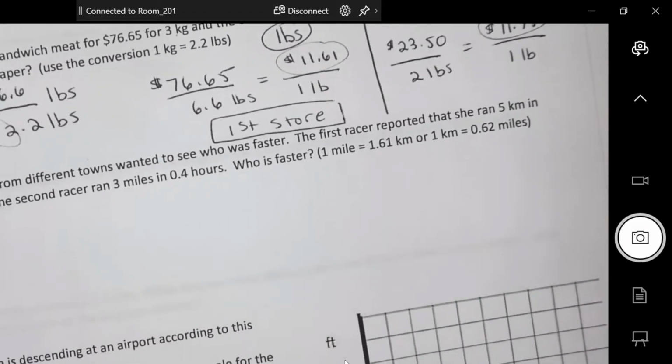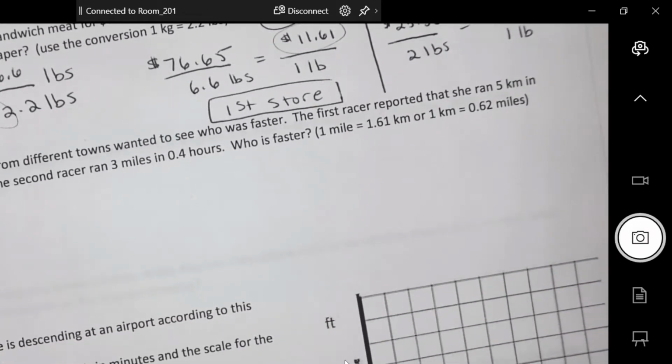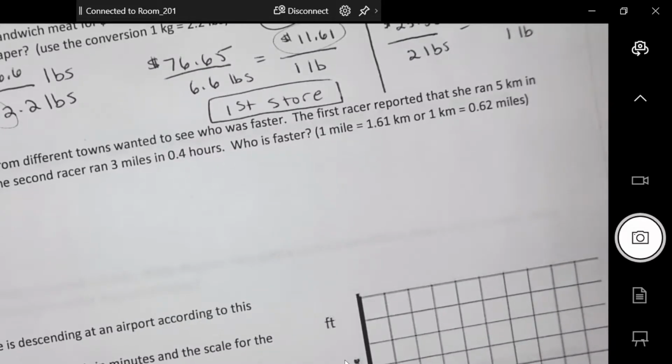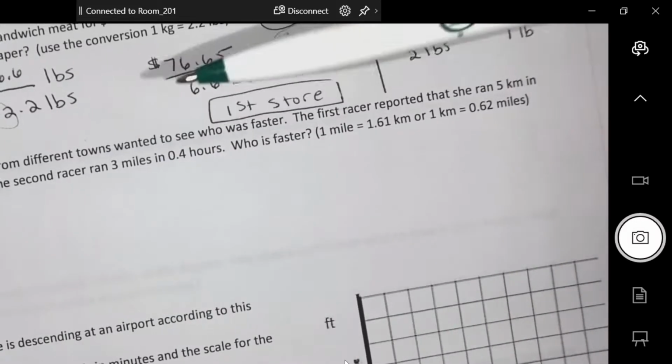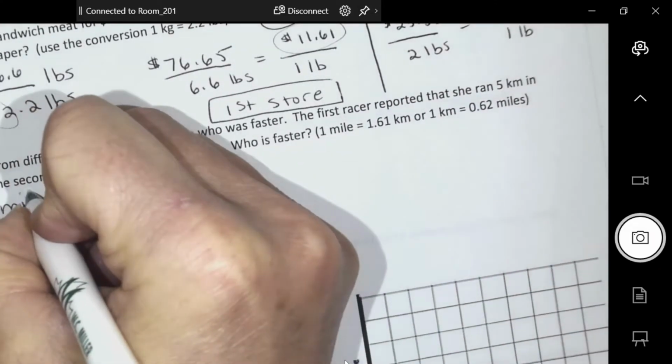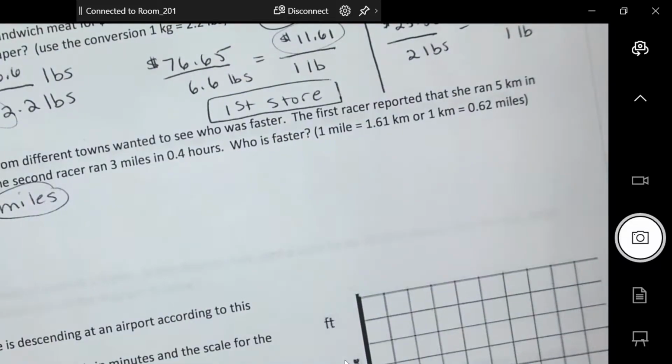Okay, 2 racers from different towns want to see who's faster. The first racer ran 5 kilometers in 38 minutes. The second one ran 3 miles in 0.4 hours. Okay, kilometers, miles, again, pick. What do we want to do? Doesn't matter. Miles. So we're going to do everything in miles is what we're picking.